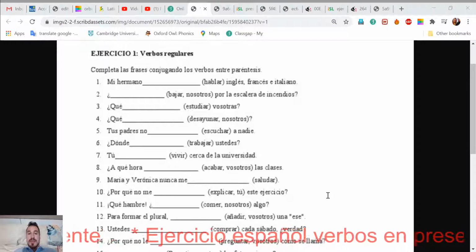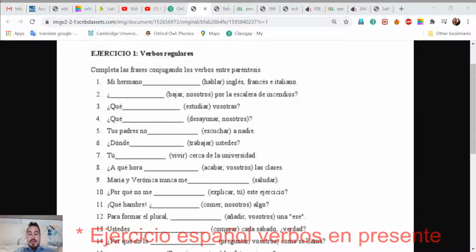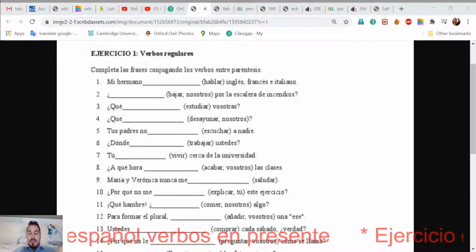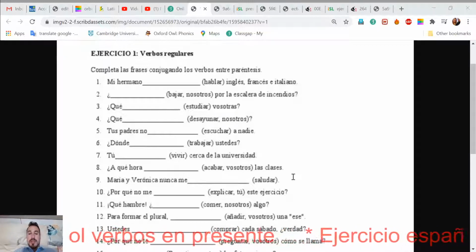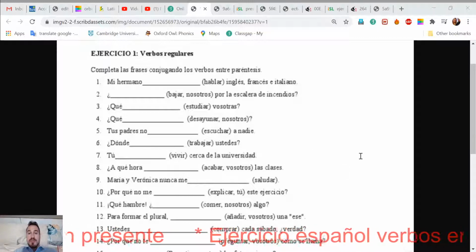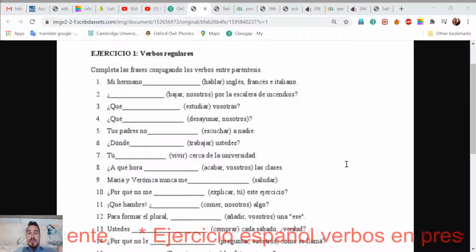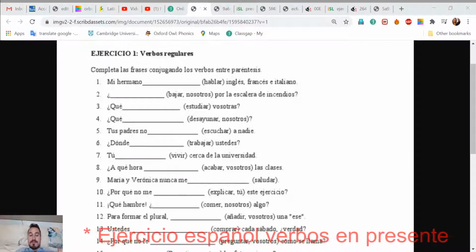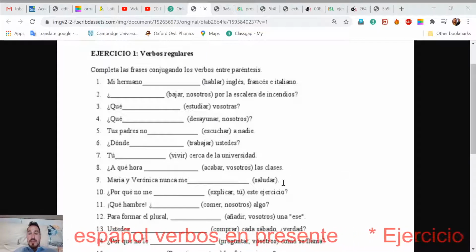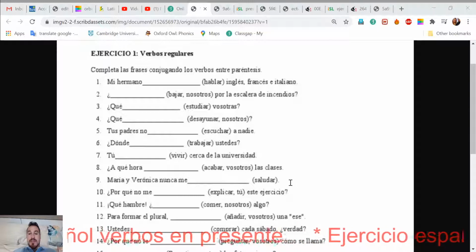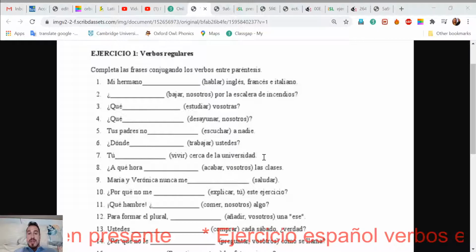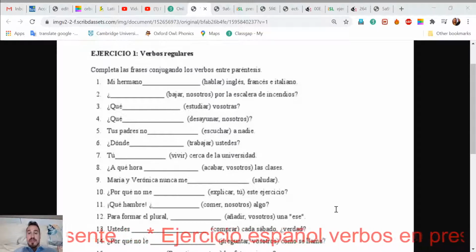Oh, ¿qué desayunamos? ¿Qué desayunamos? What shall we have for breakfast? So desayunar is a verb. It comes from desayuno. So desayuno literally means breakfast. Okay. So desayunar is the action of having breakfast. It's the verb, okay?